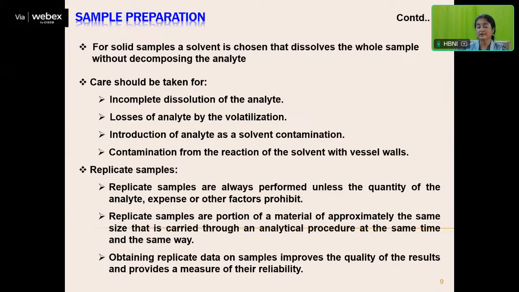For metal, iron and all, it is fine. But if your analyte is some organic, you have to take very much care that organic components should not be decomposed during the sample preparation. Also, care should be taken for incomplete dissolution of the analyte, losses of analyte by volatilization, introduction of analyte as a solvent contaminant, and contamination from the reaction of the solvent with the vessel wall. All this care should be taken.